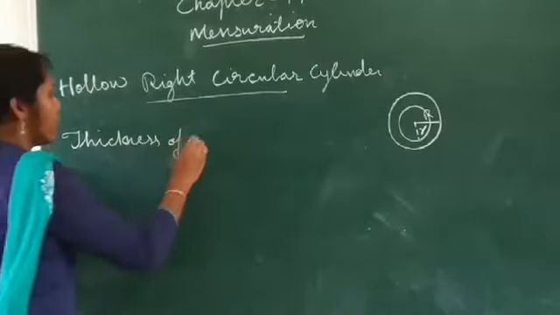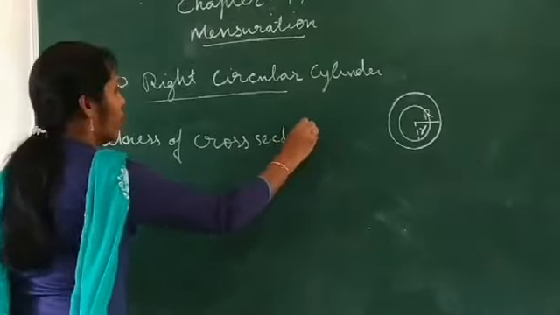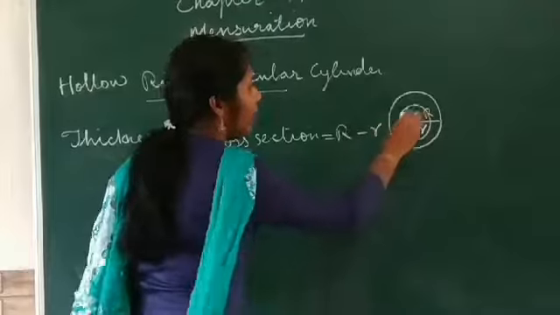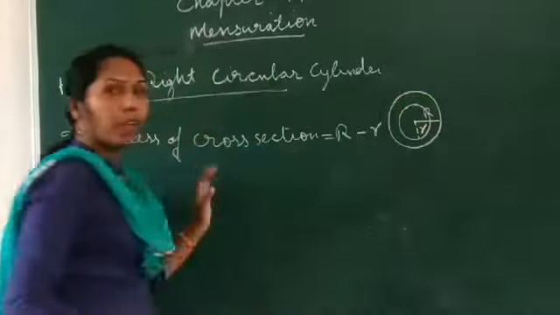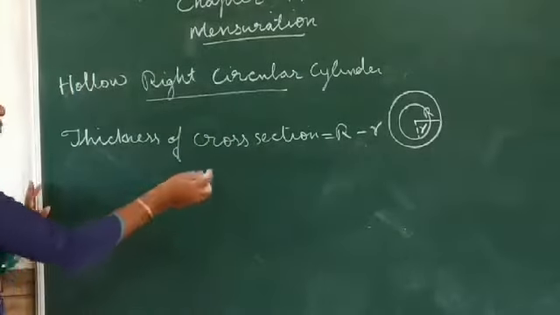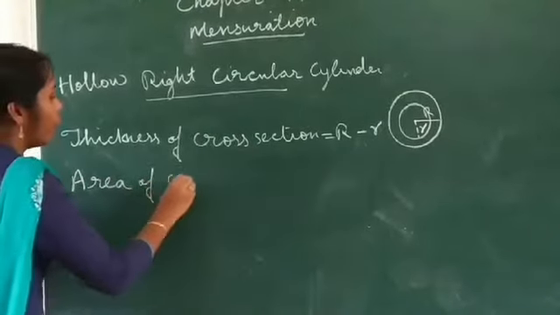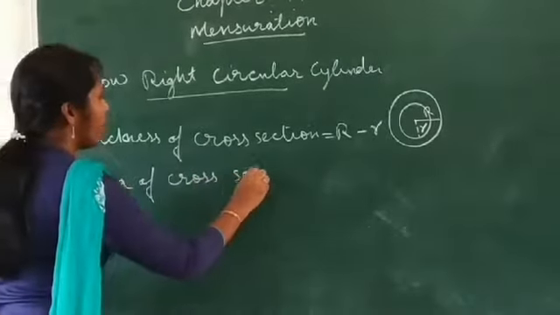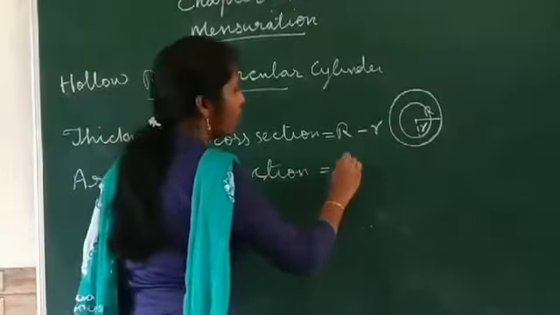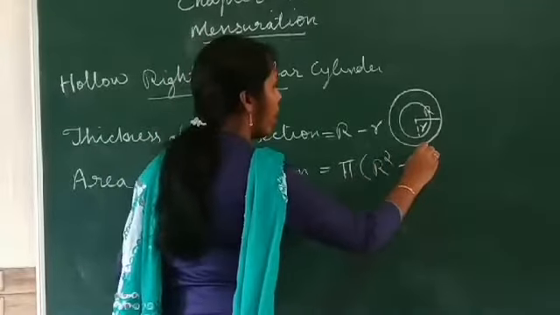Thickness of cross section is equal to capital R minus small r. That will be this part. This part will be the thickness of the cross section of the given hollow right circular cylinder, and the area of the cross section. Area of cross section is equal to pi into R square minus r square.